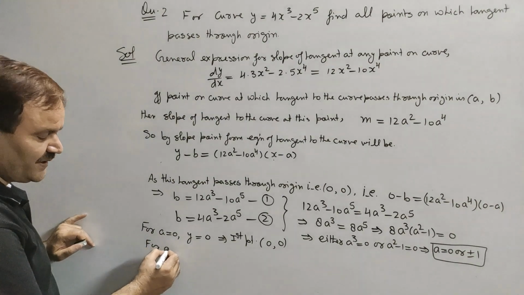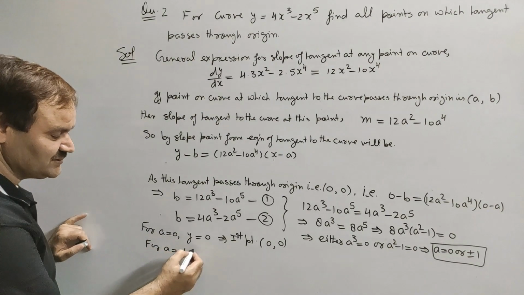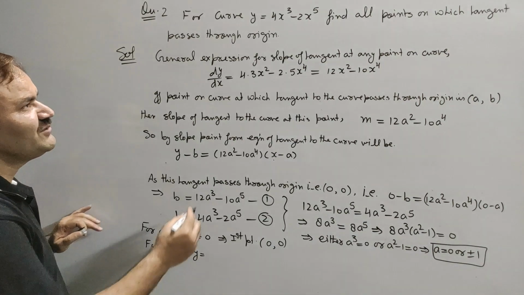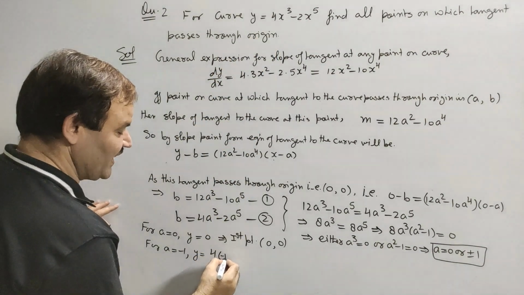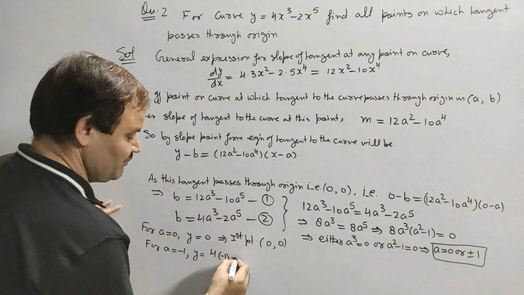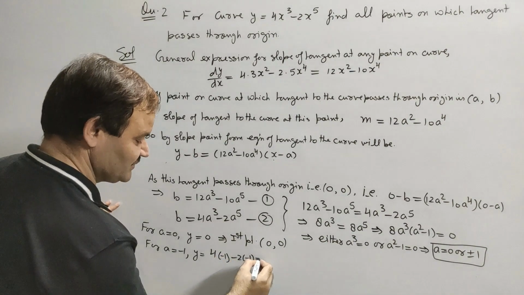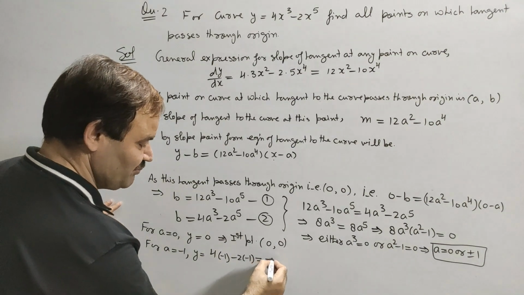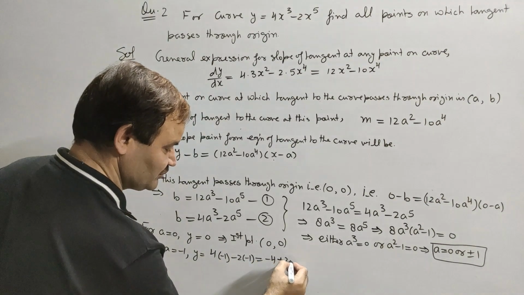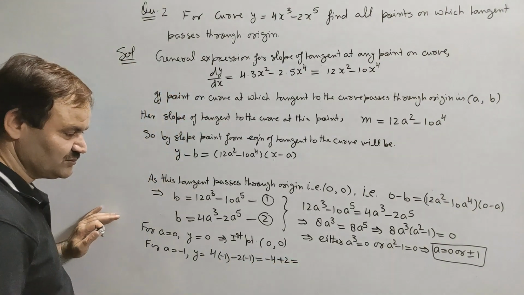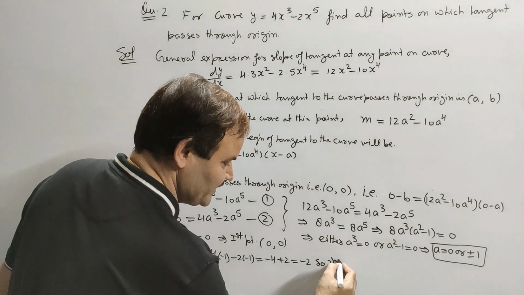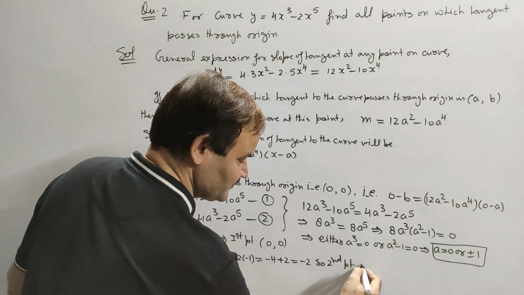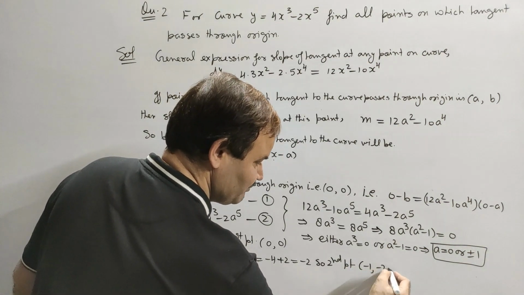For a is equal to minus 1, y will be 4 into minus 1 minus 2 into minus 1, that is minus 4 plus 2. This is equal to minus 2. So second point will be minus 1, minus 2.